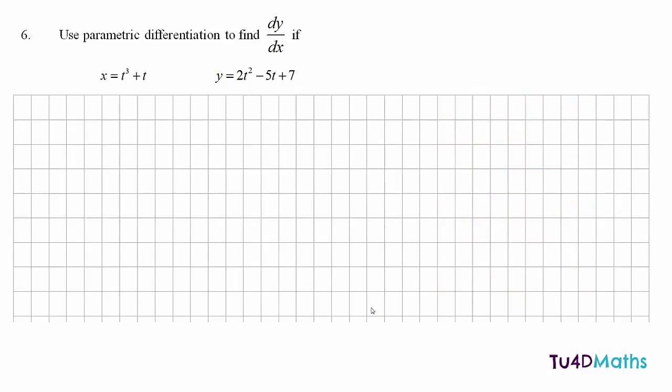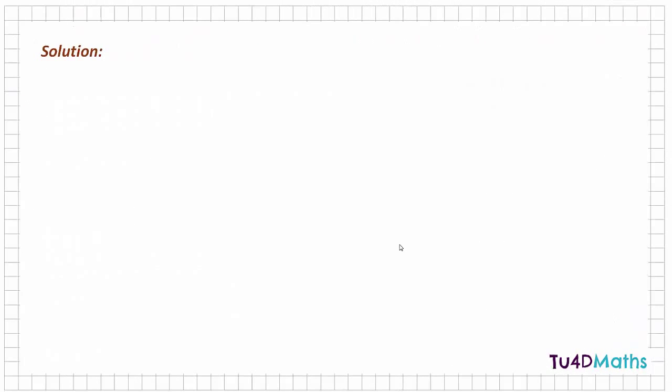In this question, we are asked to use parametric differentiation to find dy/dx if x is equal to t to the power of 3 plus t and y is equal to 2t squared minus 5t plus 7. Now, in this question, x and y are each expressed in terms of a third variable called the parameter. And this gives the parametric form of the equation, where x is equal to t to the power of 3 plus t and y is equal to 2t squared minus 5t plus 7. So we find the dx/dt and the dy/dt separately, and this will allow us to find dy/dx.